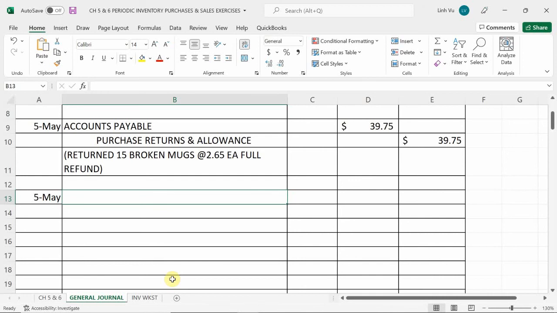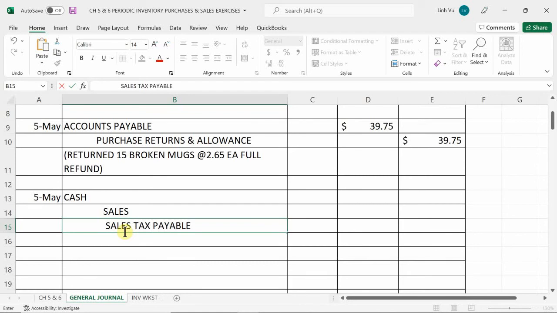We sold 10 mugs for cash. Cost of goods sold? Not a cost of goods sold. How do we record a sale? Cash, right? We received cash. Okay. Now, how did we receive this cash? Sales. Good. And what else do we need to charge? Sales tax. We need to charge sales tax.